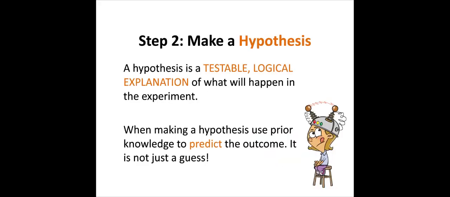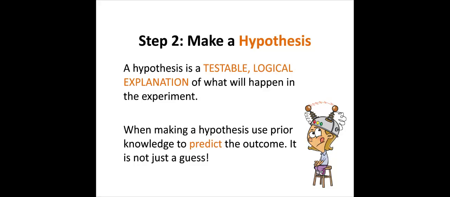Step 2, make a hypothesis. A hypothesis is a testable logical explanation of what will happen in the experiment. When making a hypothesis, use prior knowledge to predict the outcome. It's not just a guess. So, for example, if I was holding an apple in my hand and I asked you to make a hypothesis about what would happen if I let go of the apple, you have enough background knowledge to know that it would fall to the ground. So it's a testable logical explanation of what will happen in an experiment.